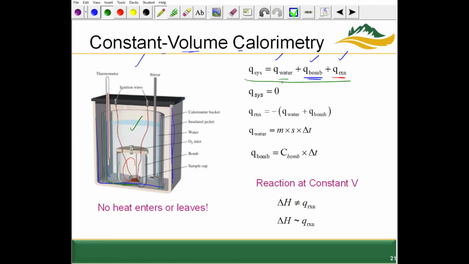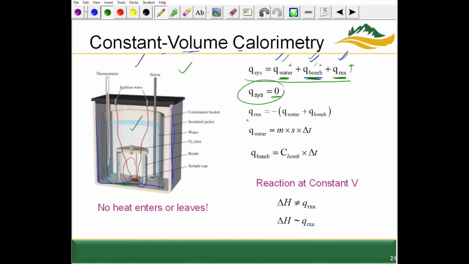So with no heat exchange beyond what's involved in the water, the bomb calorimeter, and the reaction, we can equate all of this to be zero. Whatever is happening to the water has to happen to the bomb calorimeter material, has to happen to the reaction. If this one goes up, these two might have to go down, or just one of them goes down. So now we've introduced a third sort of variable here for these bomb calorimetry problems.